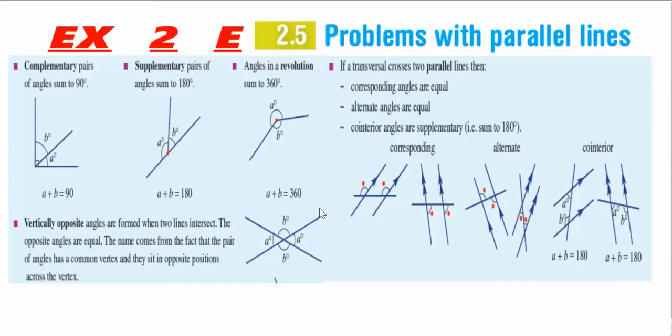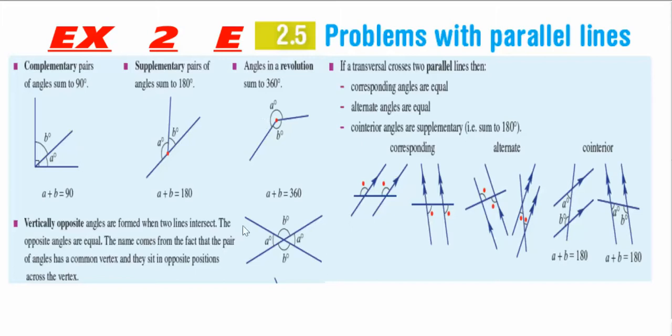Here we are looking at exercise 2E, problems with parallel lines. When you are looking at this one, it's really important that you think back to our previous video and previous work where we looked at a lot of these: complementary angles that are up to 90 degrees, supplementary angles, ones that add up to 180 degrees, and angles in revolution. They're important ones to know because you've got to know all these to be able to tackle these problems.